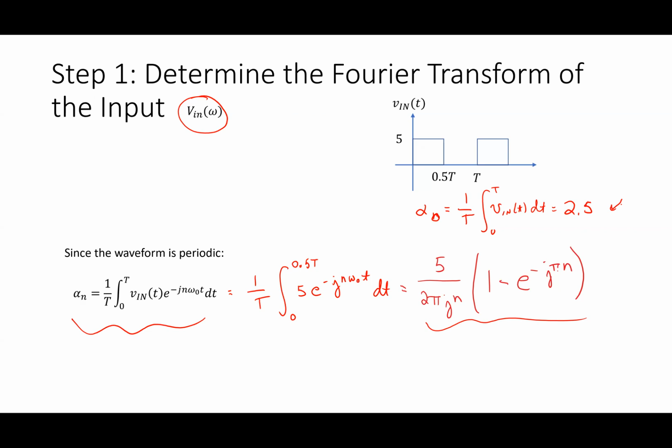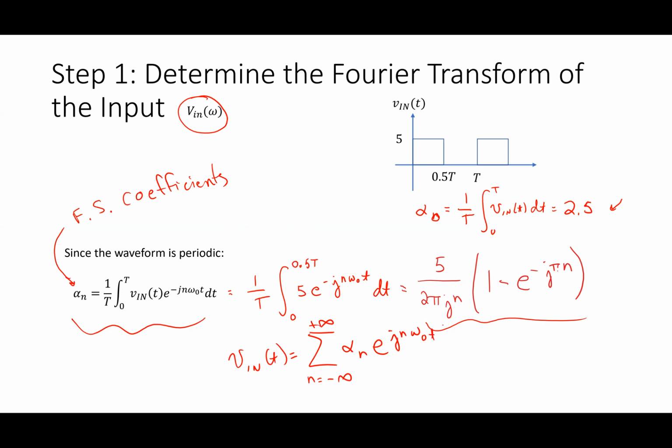All right. Now that I have the alpha n values, these are what I would call the Fourier series coefficients, because they are the coefficients in the summation. In this case, V n of t is the summation from n equal negative infinity to positive infinity of alpha n e to the j n omega naught t, like that. We call them the Fourier series coefficients because they're the coefficients on these exponentials, right?